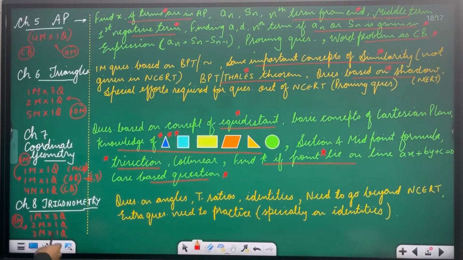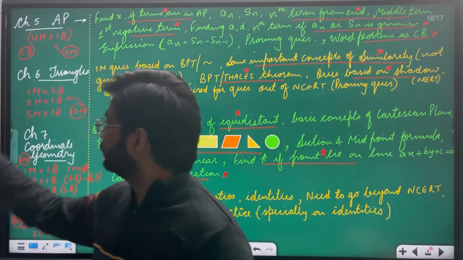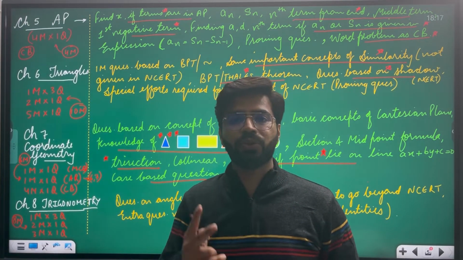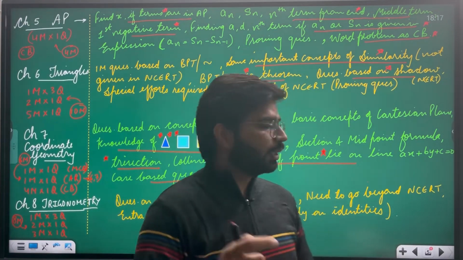Trigonometry. In trigonometry we have 3 questions of 1 mark, 1 question of 2 marks and 1 question of 3 marks. Total of 8 marks we have in trigonometry. Yes, triangles 10 marks and trigonometry 8 marks. Total 18 marks from these 2 major chapters.